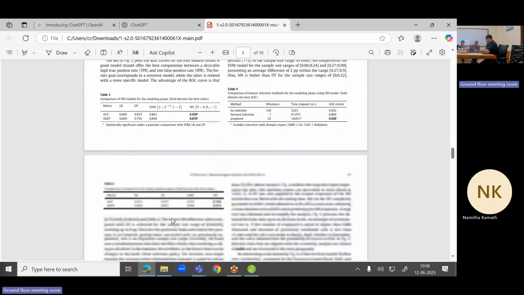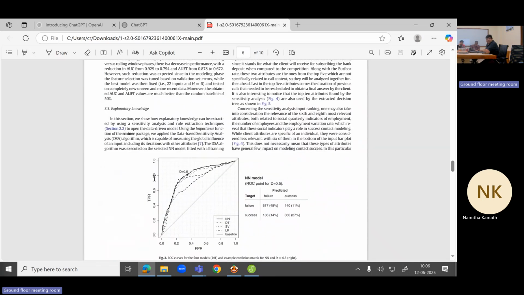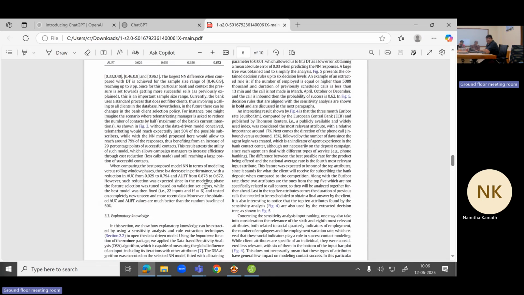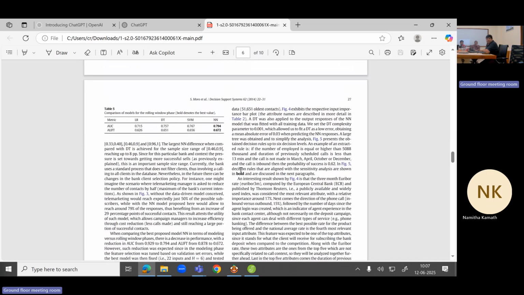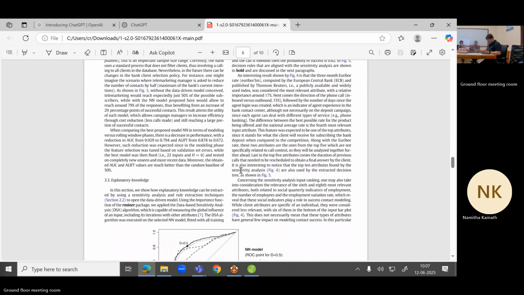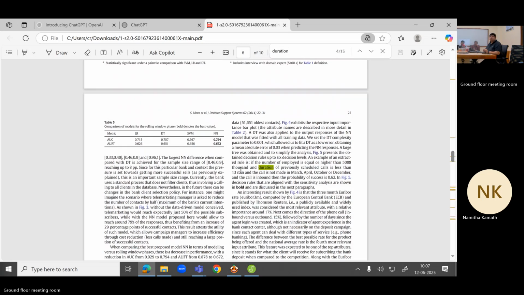We can give discussion somewhere in this explanatory knowledge. Okay. Explanatory. Anywhere they are given explanatory knowledge, duration. If the duration of previous scheduled calls is less than 13 minutes, and the call is not made in this. Okay, now they are giving one particular example. Anywhere else.